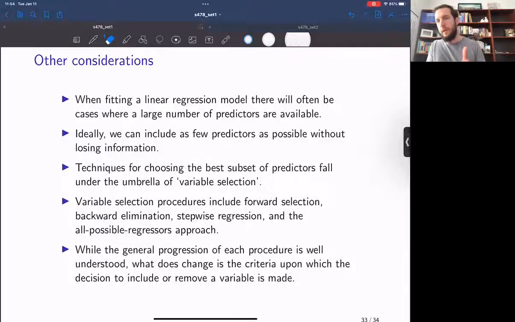You can also compare the different variable selection techniques like forward selection and backward selection and stepwise regression. And if they all end up at the same model as well, that can further be evidence that that particular model is the best fitting for that data set.